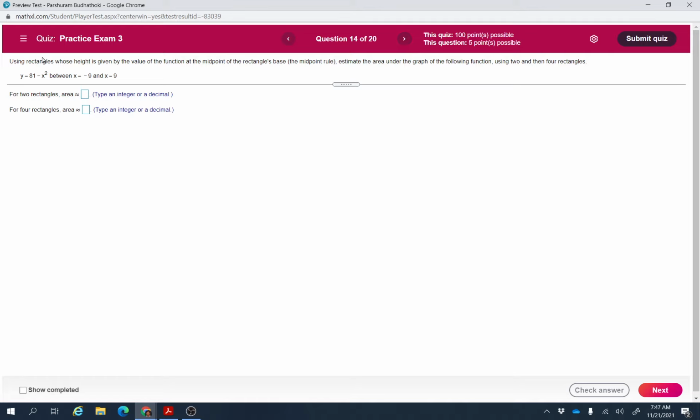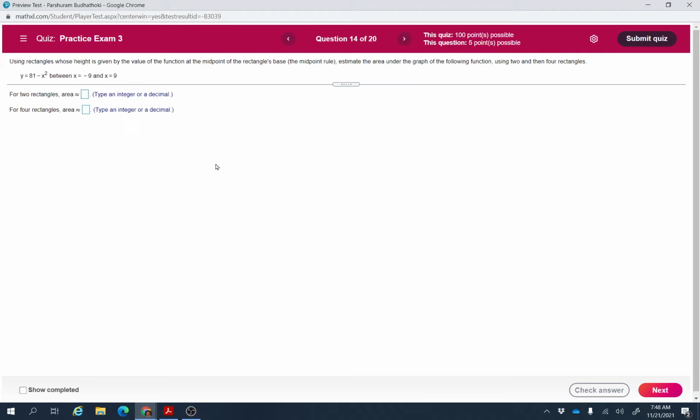Okay, using rectangles whose height is given by the value of the function at the midpoint of the rectangle base, the midpoint rule, estimate the area under the graph of the following function using 2 then 4 rectangles. So remember, this is the Riemann sum approach. We try to divide the interval into different subintervals, and then from there we can create rectangles using left endpoint, midpoint, and right endpoint. In this particular problem, we are asked to use the midpoint.